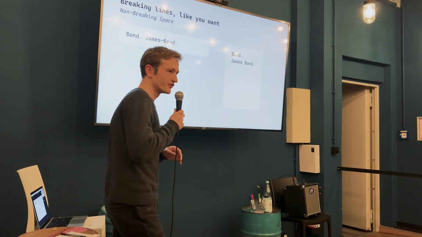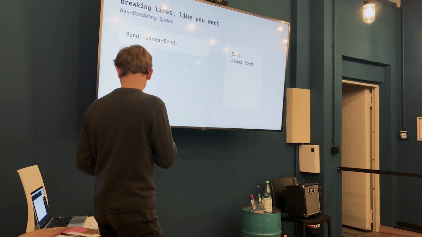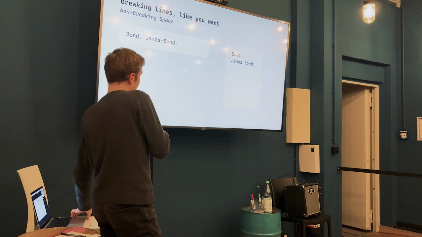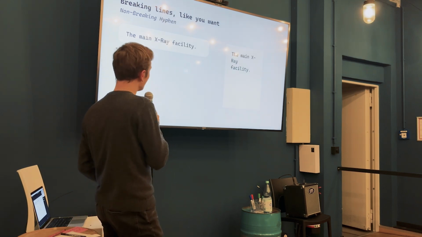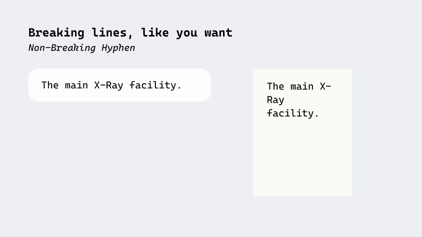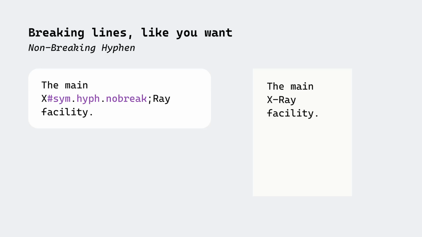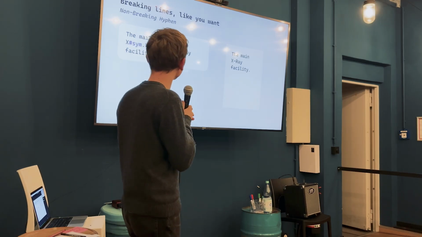But there are a bunch more of those fun Unicode code points. So you can have, in the non-breaking department, also a non-breaking hyphen. Let's say you don't want X-ray to break, then just replace the hyphen with sym.hyph.nobreak. It's very convenient to write, obviously, right? So I would always do that.